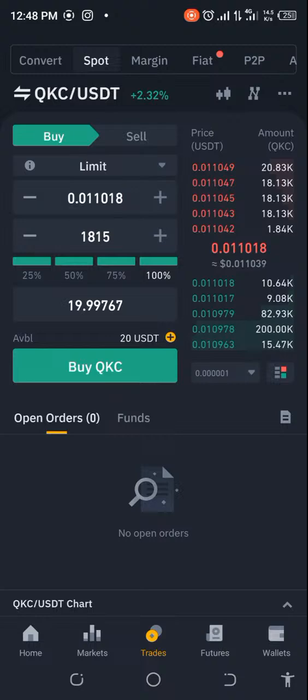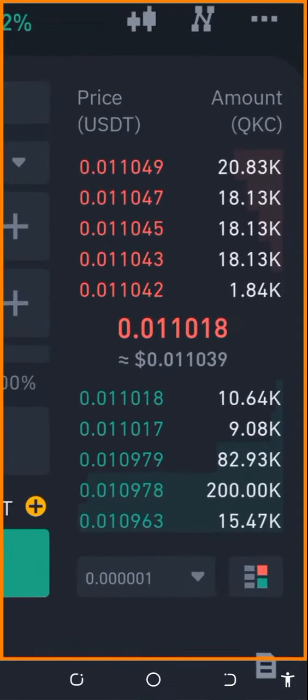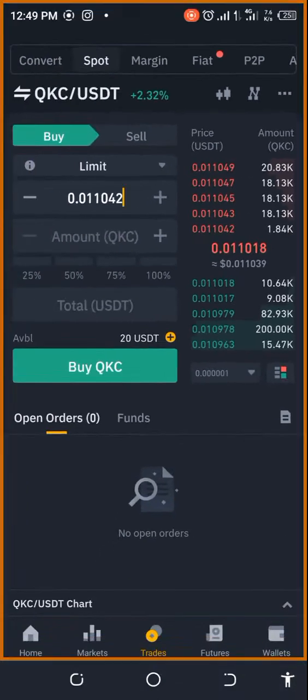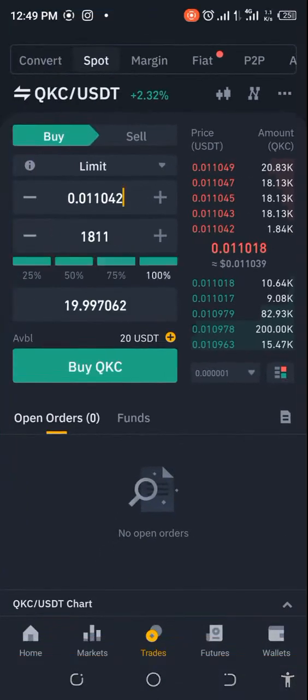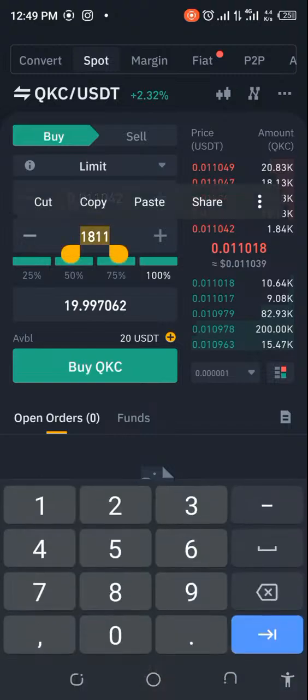Let's tap on this. Let me go back. And let's try out something. Let's tap on that first red. You can see that the price is higher than it actually is. You can see that the price is 0.011042. But right now, what we really want to buy, which is the current price that's showing us, is 0.011018. So you can see that it's higher here. But now what I want to do is just do a quick simulation. Wow, we get 1811.